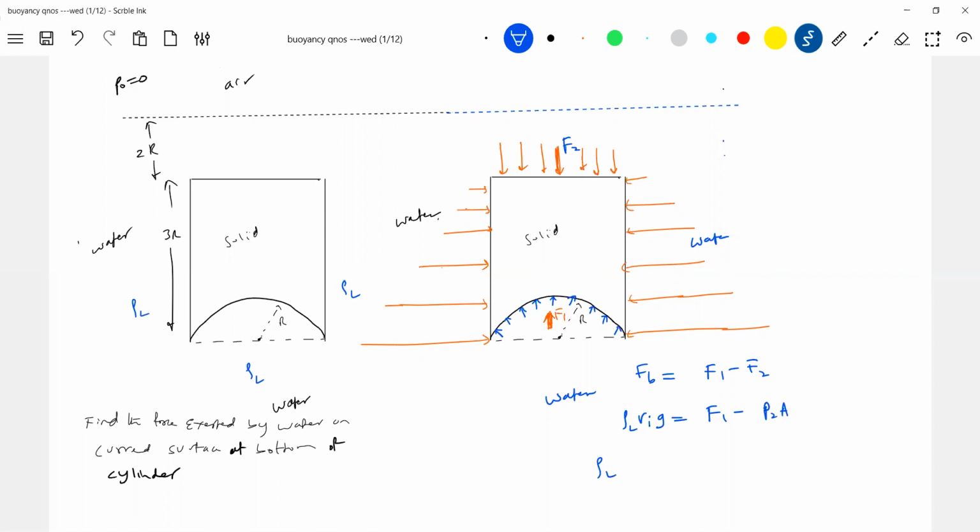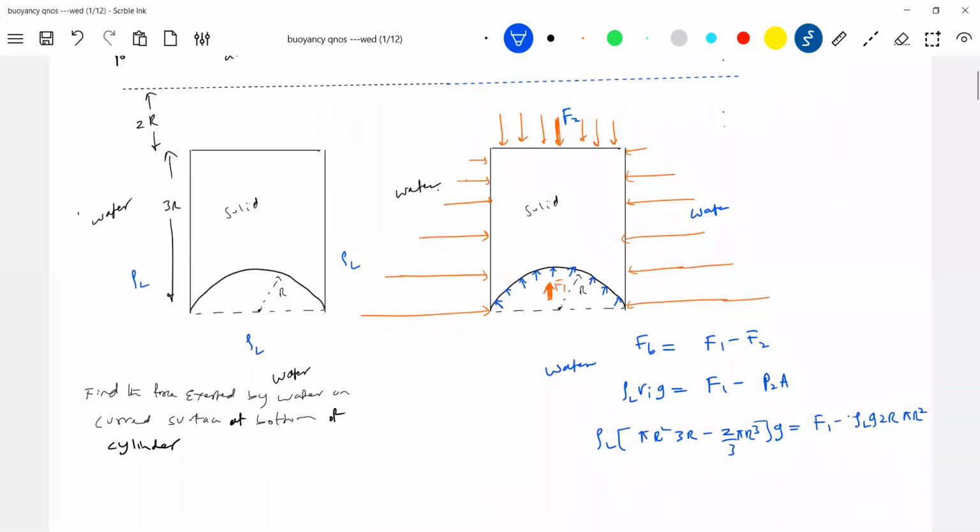Let's come to the volume immersed. What is the volume immersed? Volume of cylinder, pi R square into 3R. From the cylinder, I'll remove the hemisphere. What is the volume of the hemisphere? 2 by 3 pi R cube, into rho L g, equals F1. P2 is what? P2 will be rho L g 2R, into pi R square. So solving all this, we'll get the required expression.